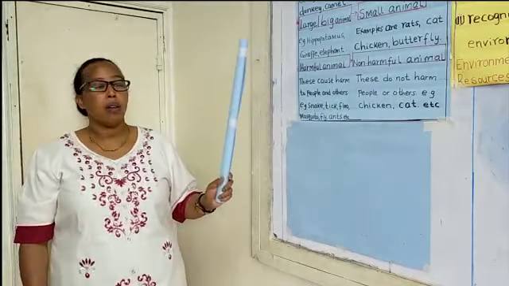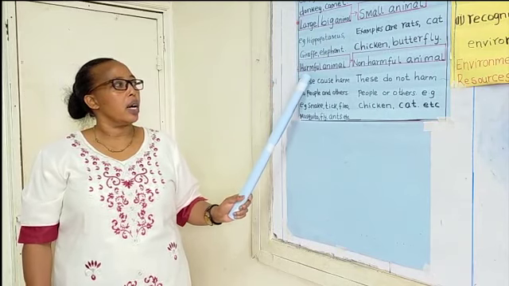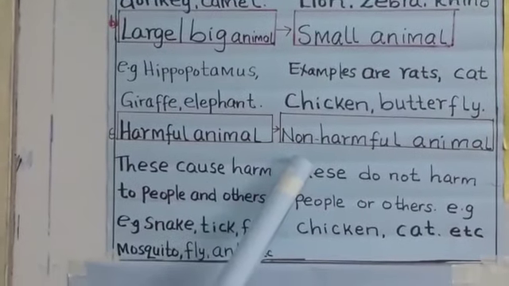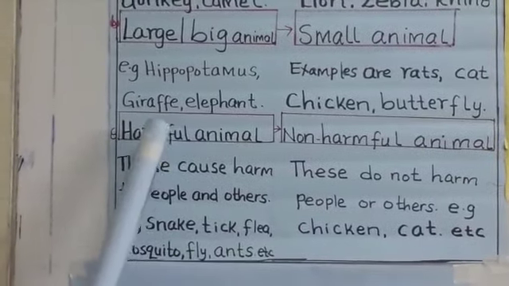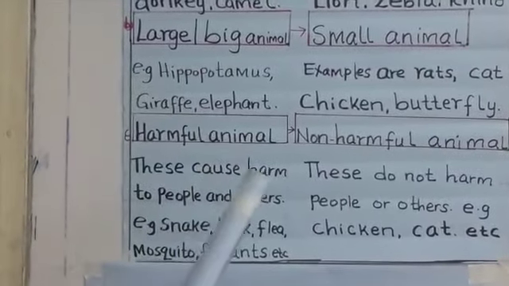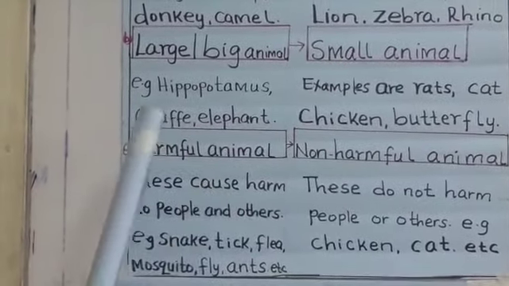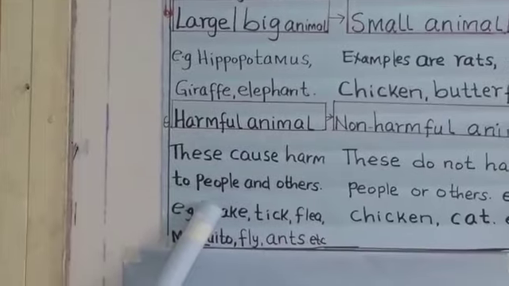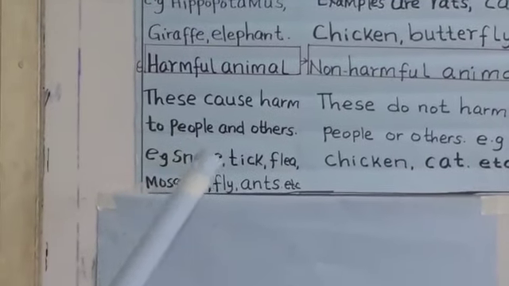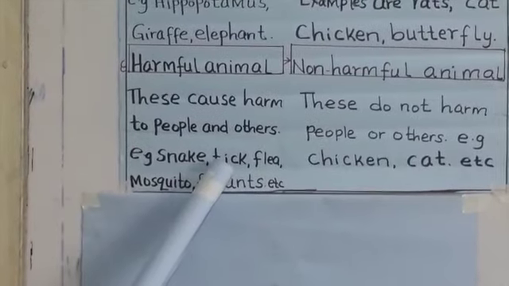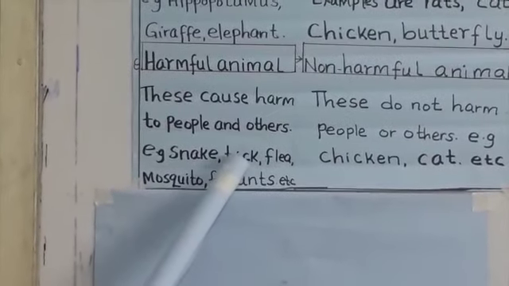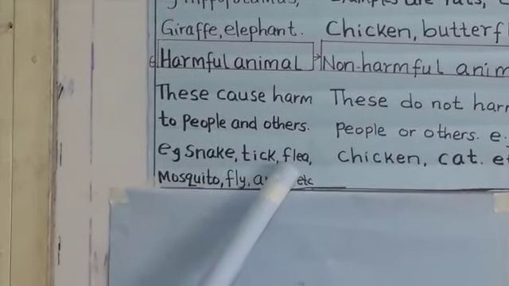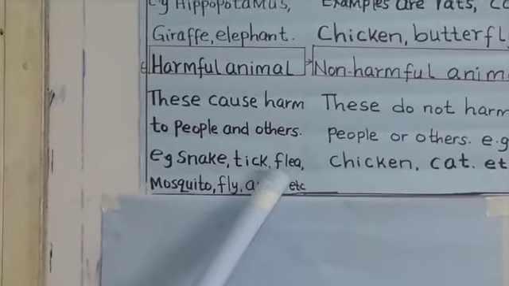The third criteria of categorizing animals is harmful animal or non-harmful animal. What we mean by harmful? These are the ones that bring diseases or cause harm to human beings and other things, not only human beings. For example, a snake is poisonous. When it bites you, it is harmful because it is poisonous. A tick goes to the cows, and when they attack our domestic animals, they fall sick. Flea is also another small harmful animal.